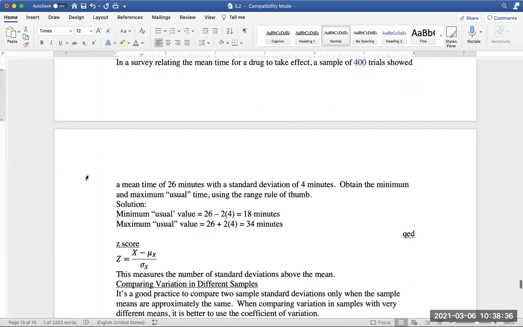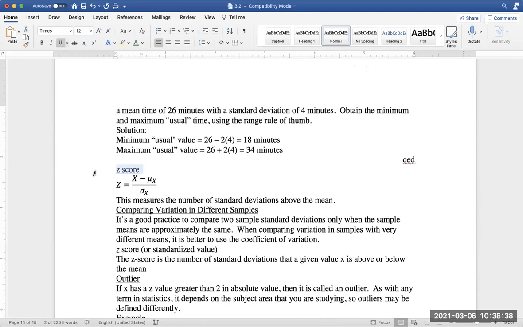The z-score is x minus mu over sigma. It is x minus mu sub x over sigma sub x. It is the number of standard deviations above the mean. So a z-score of 4 means you're 4 standard deviations above the mean. A z-score of -3 means that you're 3 standard deviations below the mean.